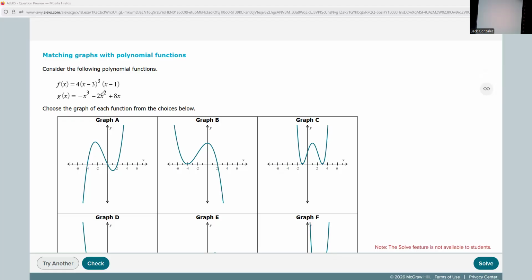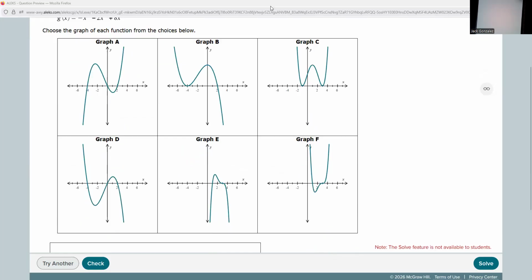So the first thing is, what is the degree of f? We got a 3 and a 1, has to be 4. So it has to be even. So for f, it has to be either C, the ones that have parabolic shape. So if it's even type, then it should have a parabolic shape. C, E, F. It has to be one of those.